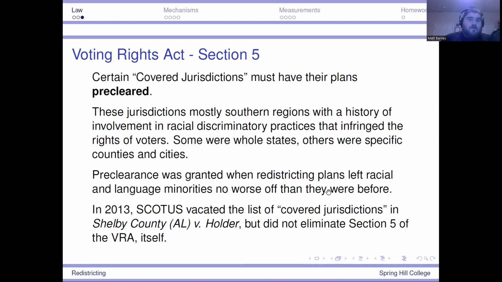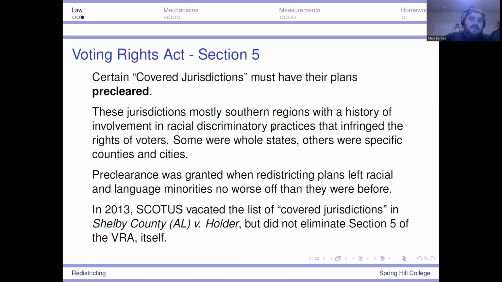But the way it worked was as long as the redistricting left the racial minorities and language minorities no worse off than they were before, then pre-clearance was granted, which I'll leave you to decide how you feel about that phrase there. But that was how it was legally done.